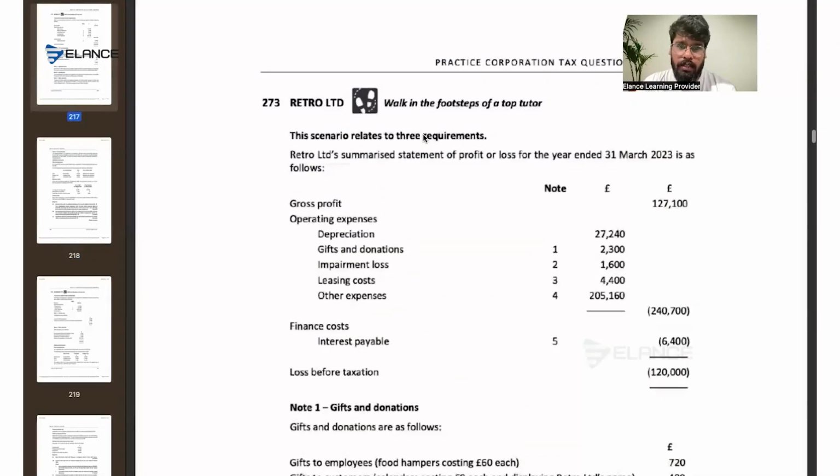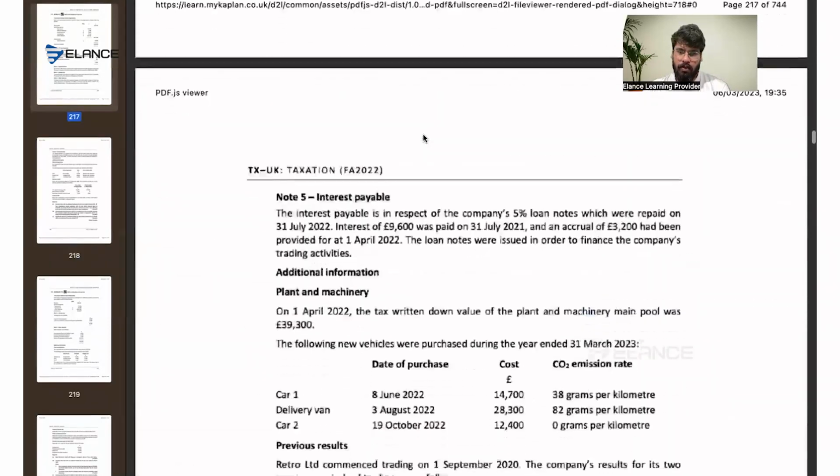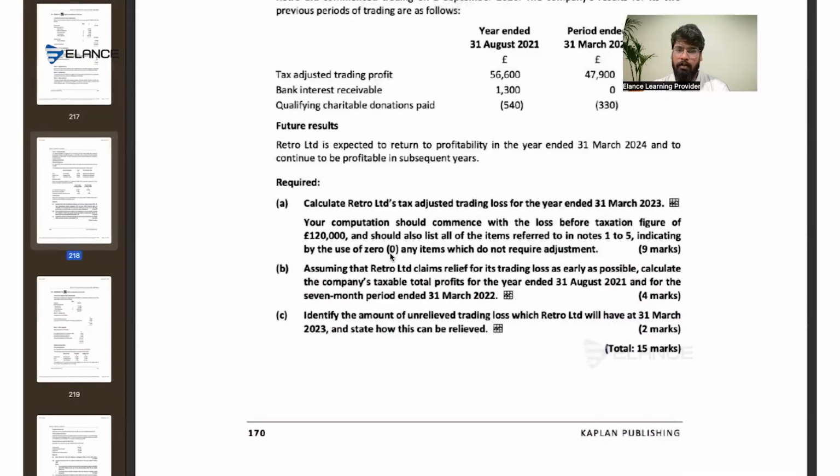Okay, guys. So let us do this question. Retro Limited. The first requirement is to calculate Retro Limited's tax adjusted trading loss for the year ended 31st March 23. In the requirement itself, they have already mentioned it's a trading loss. So let us start. While you are attending the question in the exam, you should not skip the note. These kinds of notes you should not skip. You should go through the complete requirement, including the notes.